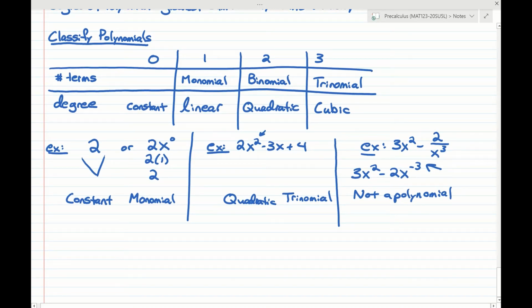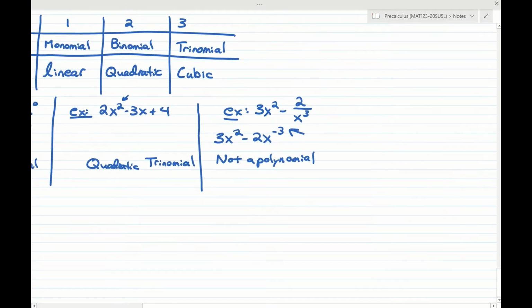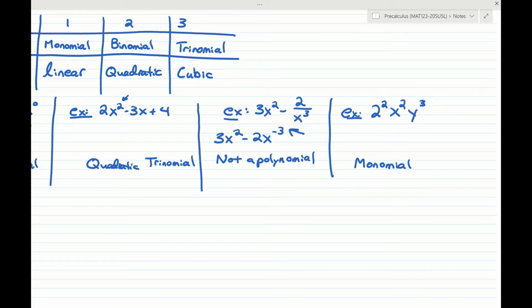Well, maybe we'll try one more. Let's take a look at this one. How about 2 to the second, x to the second, y to the third? Technically, it's just one term, right? So it's called a monomial. What separates terms would be a positive or a negative sign, plus or a minus. The question is, what's the power of this? What's the degree of this monomial?